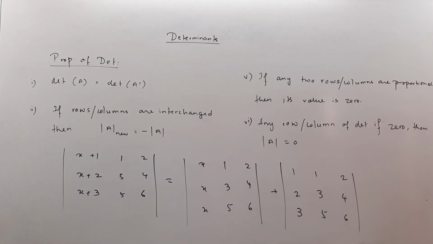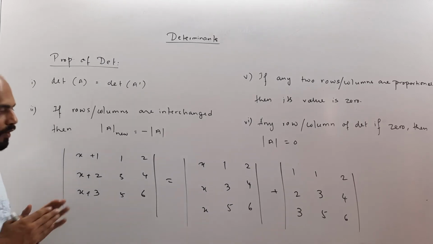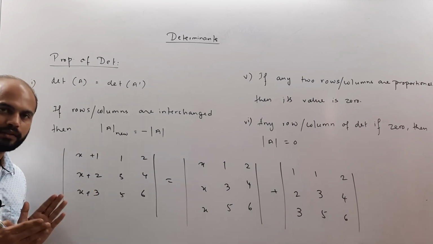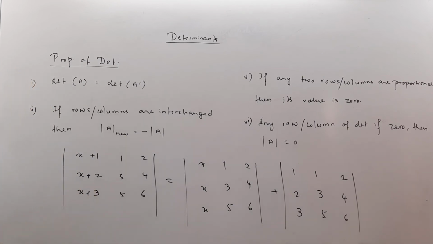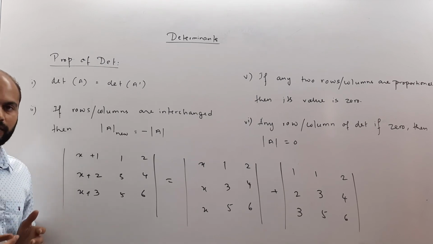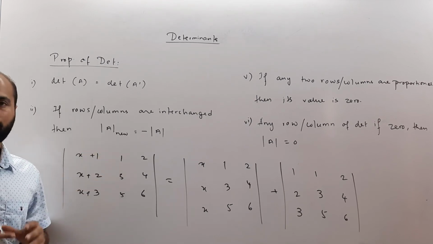This is one of the properties, because sometimes it so happens that when we split one determinant into two determinants, the problem becomes much easier, and some of the things which looked complicated earlier will get sorted out very fast. So we can use this property as and when needed.